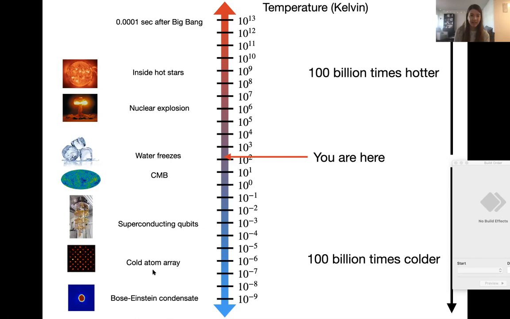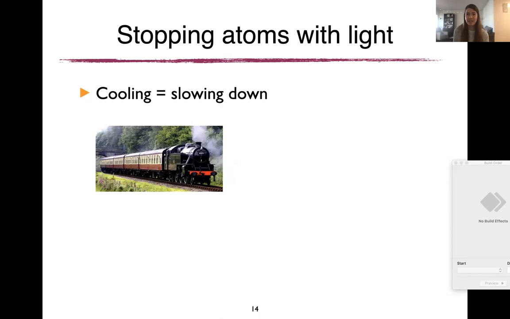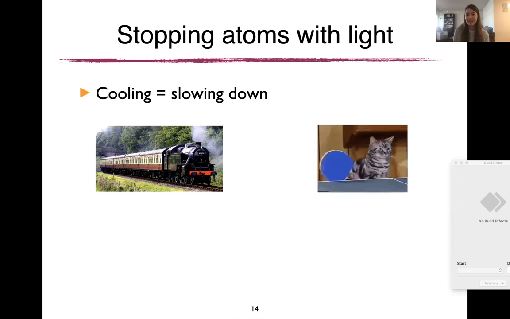So how do we even achieve these super cold temperatures? Again, I want to remind you that when I say cold here, I mean that my atoms are not moving too much. Their velocity is very close to zero. You can think of atoms as a heavy moving train that is coming towards you. And of course, if you think about the best way to slow down this train, you're going to say, I'm going to grab some ping pong balls and a cannon to shoot balls at the train, and that's going to stop it, right? This is the best way to stop the train.